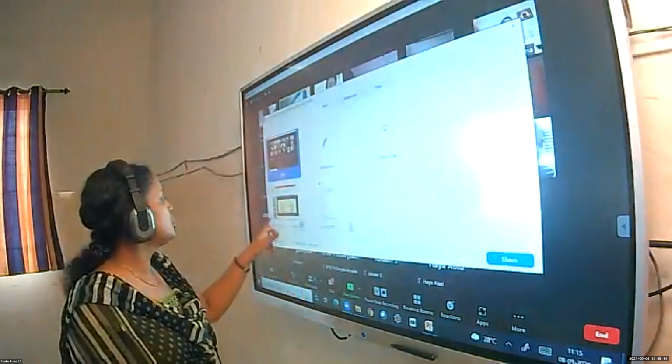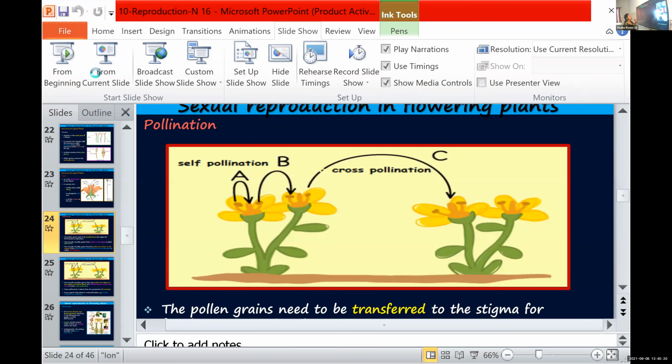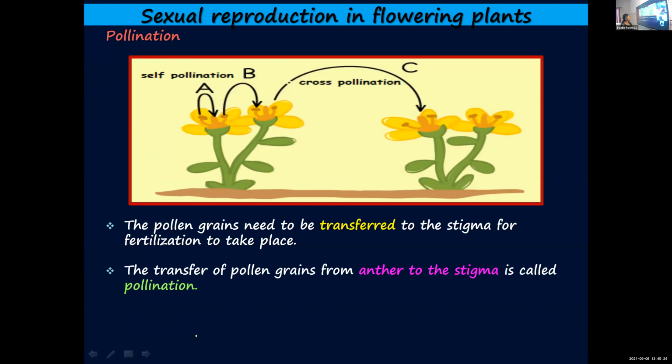Pollination is of 2 types. You can classify pollination broadly into 2 types: cross-pollination and self-pollination.